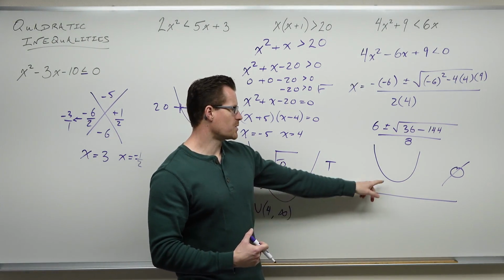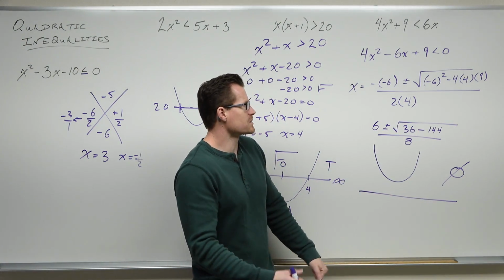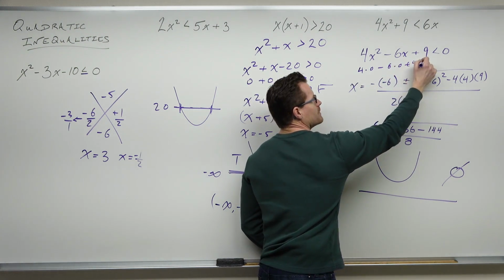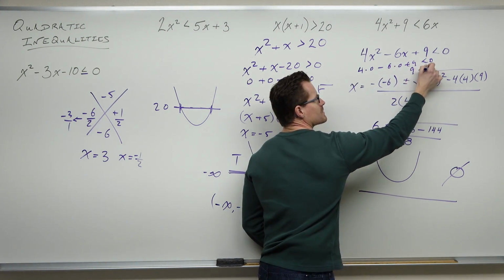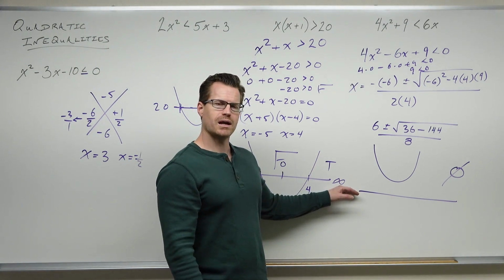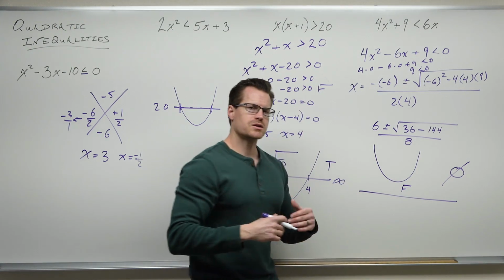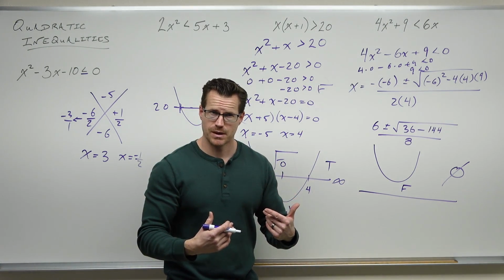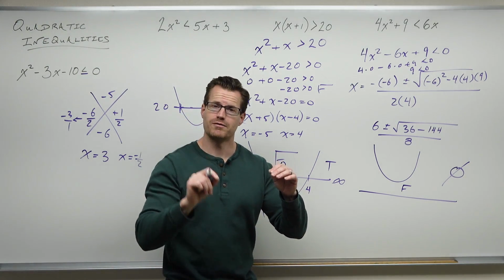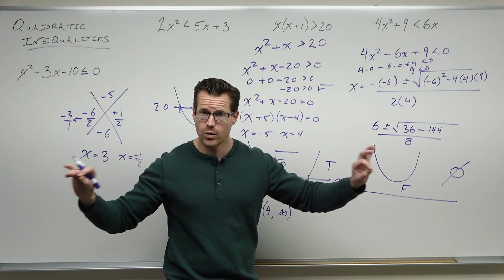Now, could you have done it by just plugging in a number? Yeah. If there's no x-intercepts, you find that out and you go, well, plug in 0. 4 times 0 minus 6 times 0 plus 9 is less than 0. It says 9 is less than 0. That's false. What interval is false? The whole thing. Because we don't have any x-intercepts, there's no place where our sign changes. There's no place where we're above then below then above anymore. It would have the same truth for the whole interval.